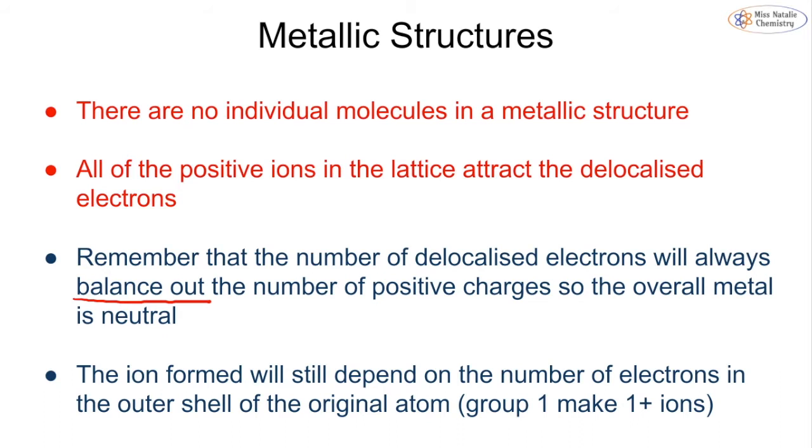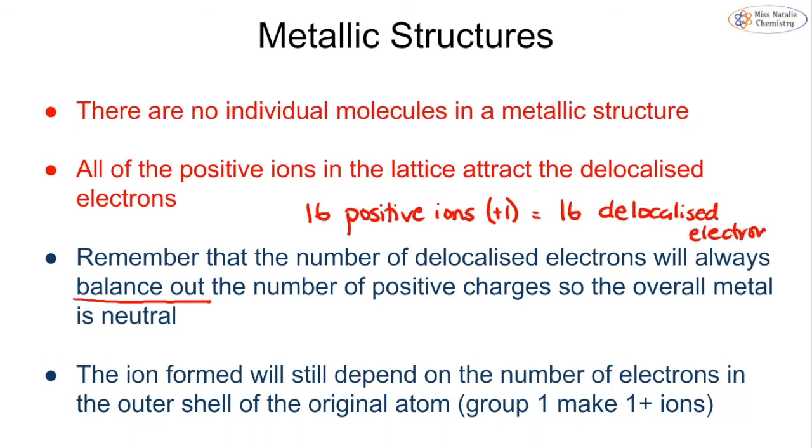So if you have a group 1 element that is going to form a 1 positive ion, each of those atoms is going to lose 1 electron. So if you have 16 positive ions, all with a 1 positive charge, that means you're going to have 16 delocalized electrons, because each one of them has lost 1 electron. If it was 16 2 positive ions, then we would have 32 delocalized electrons. So we're always going to balance out those charges because the overall metal is neutral.